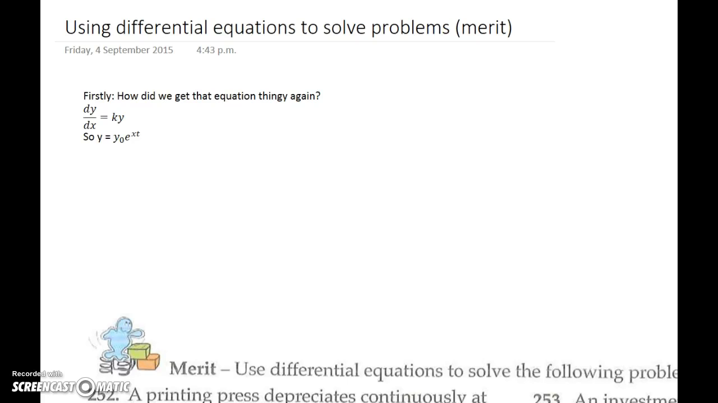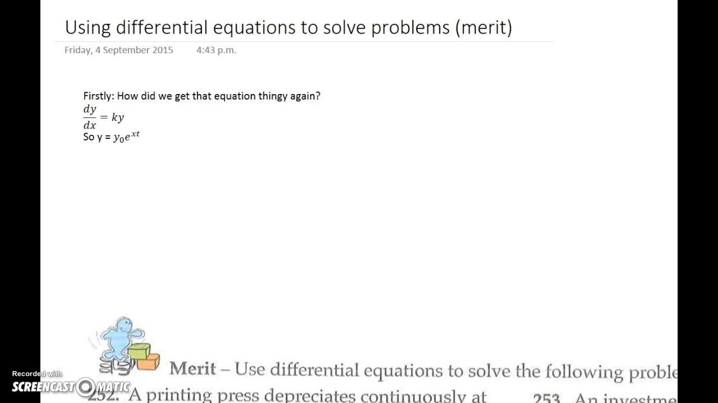We're going to be looking at using differential equations to solve problems, which is what we were doing in class today. The first part of the lesson was how we got that equation to start off with. If you realize you've got a differential equation, dy/dx equals ky, which you would have got from your question in the first place, how did we get y equals some initial value y times e to the kt?